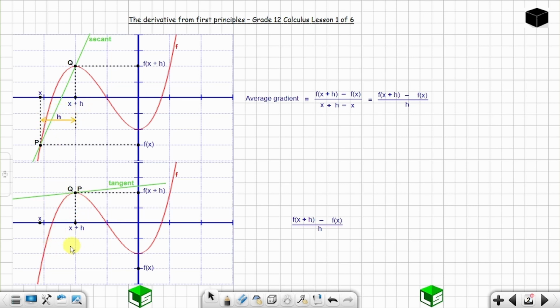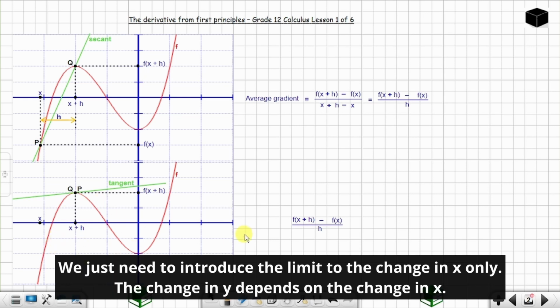Now, in this drawing, you don't have that change, right? Because you have point Q and point P exactly on top of each other. The change is equal to 0 in this drawing. So we are going to introduce this.